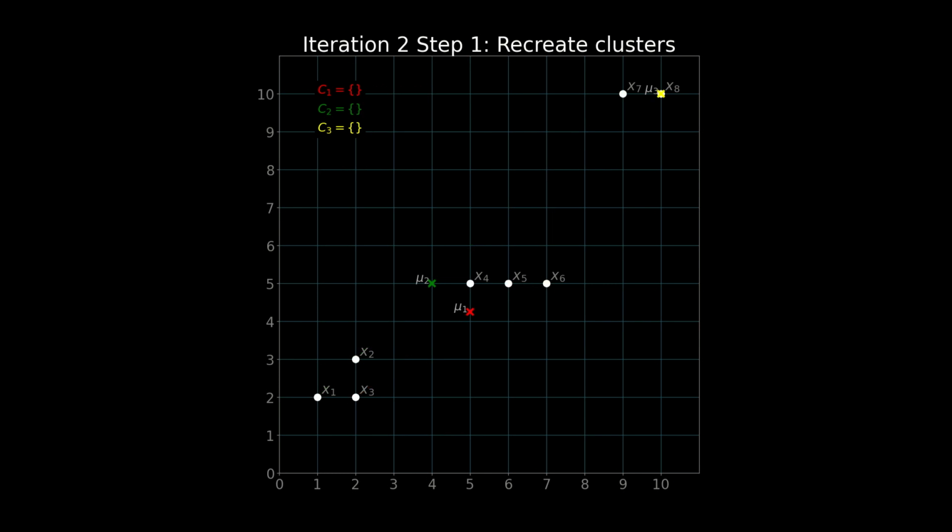The 2 steps are then repeated in the second iteration. Again, the clusters are created using the distance to the nearest centroid, so points x1, x2, and x3 belong to the C2 cluster, x4, x5, and x6 to the C1 cluster, while x7 and x8 to the C3 cluster. Note that the clusters are slightly different from the first iteration.